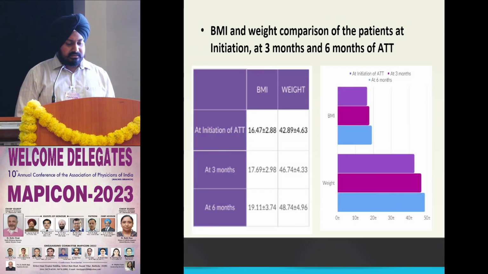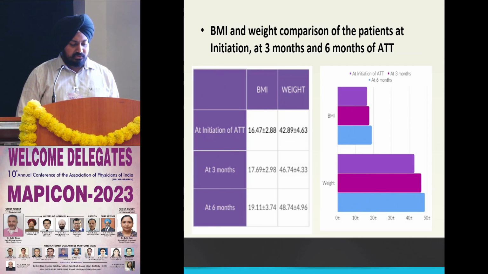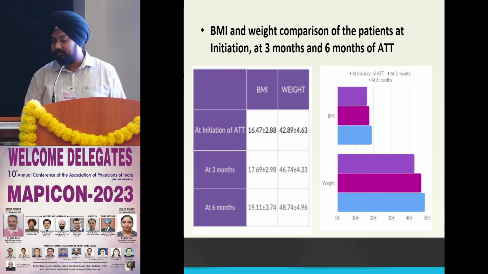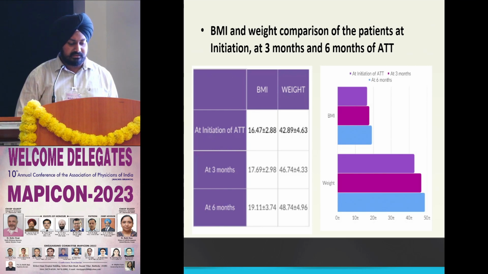In this table, we can see that at initiation of ATT, the average body mass index of the patients was 16.47 kg per meter square, while at completion of ATT, it rose up to 19.11 kg per meter square. The average weight of the patient at initiation of ATT was 42 kgs, which rose up to 48.74 kgs at completion of ATT.